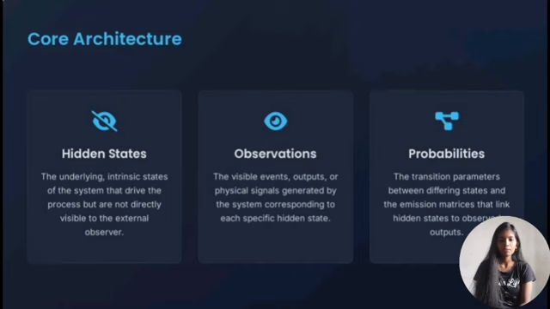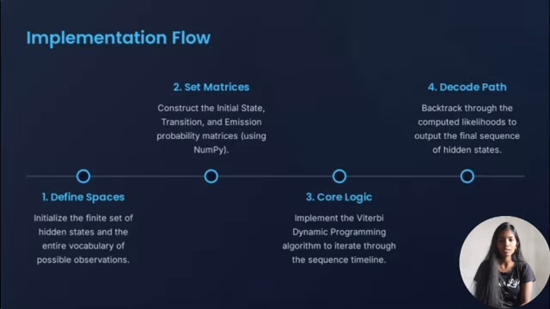Finally, we have the emission matrix. This represents the probability of seeing a specific observation from a specific hidden state. For example, if it is raining, what is the exact probability of the friend deciding to go shopping? Once we initialize these matrices in our code, we implement the Viterbi algorithm. The Viterbi algorithm is a dynamic programming algorithm that finds the most likely sequence of hidden states, often called the Viterbi path. It does it efficiently by calculating and storing the best path to each state at each time step, saving our program from having to brute force every possible combination.